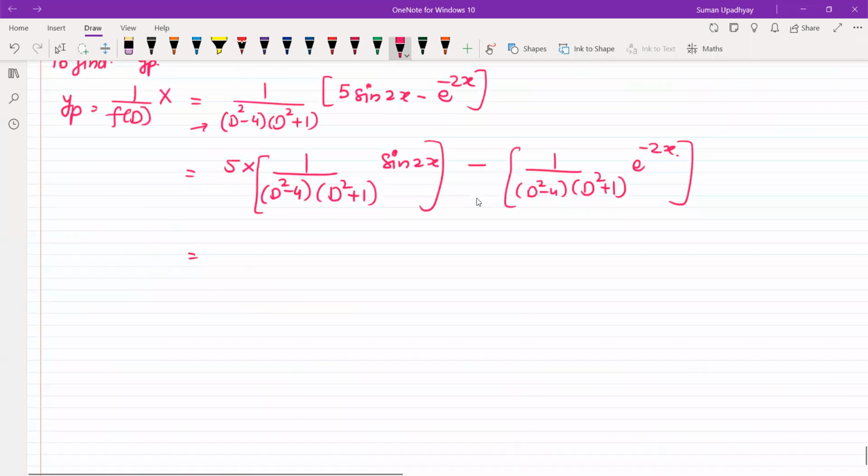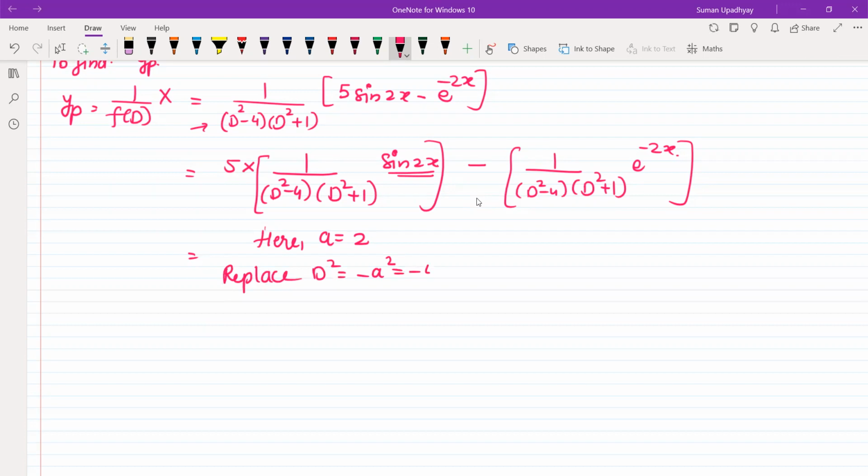So what is a over here in this? The first term. What is a? 2. A is 2. So whenever there is a trigonometric function, what we do, we replace d square with minus of a square. What will this become? Minus of 4. So you replace d square with minus 4, provided it should not become 0. Just see, if I put minus 4 over here, is it becoming 0? No. So I can substitute.